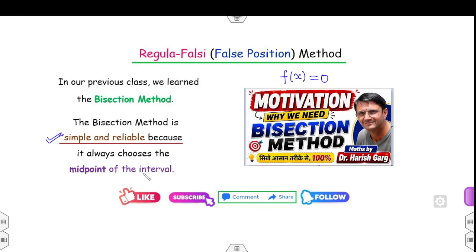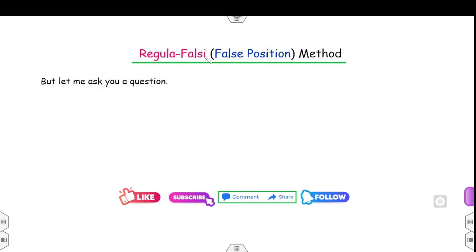Now, in this lecture, we will discuss why there is a need for the Regula Falsi method. The Regula Falsi method is also known as the false position method. Before I directly jump to it, let me ask one question.